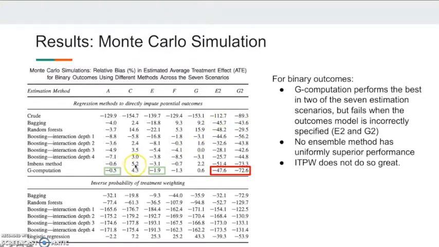We see a little bit more consistency with the boosting in interaction depths 3 and 4. But again, it's not great when we get to E2 and G2. But it's better than the MBENS method and the G computation. So no ensemble method has uniformly superior performance. And then we look down at the bottom here again at the IPTW, and nothing does great. There's a lot of big values down here. So again, using that, maybe not as great as the regression methods.